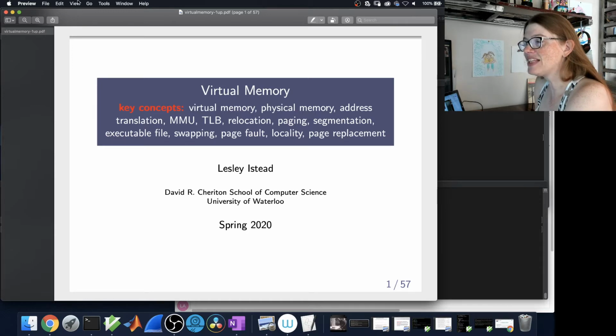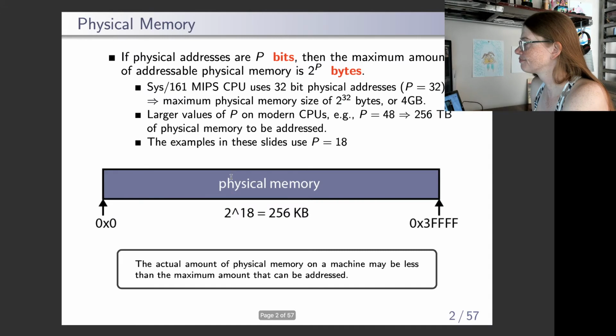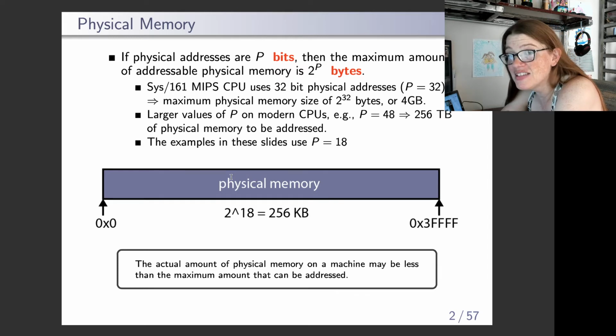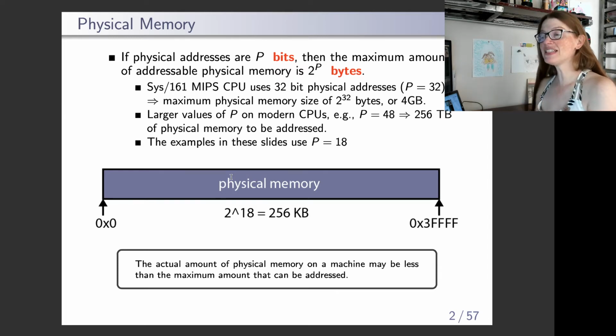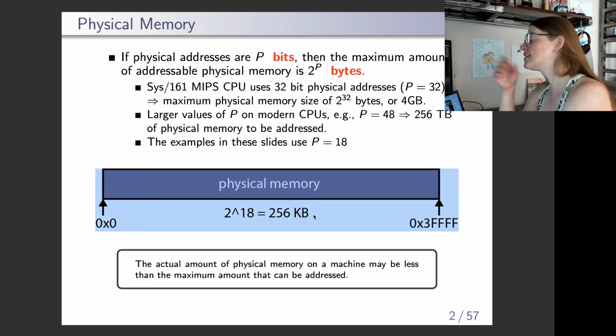So then, let's look at some things with virtual memory. First off, we're going to use in these slides an example where our physical addresses use 18 bits. And if your physical addresses use 18 bits, then you have 2 to the power of 18 bytes of physical memory. So in these slides, that equates to us having 256 kilobytes of RAM, which is exactly how much RAM my very first computer had.